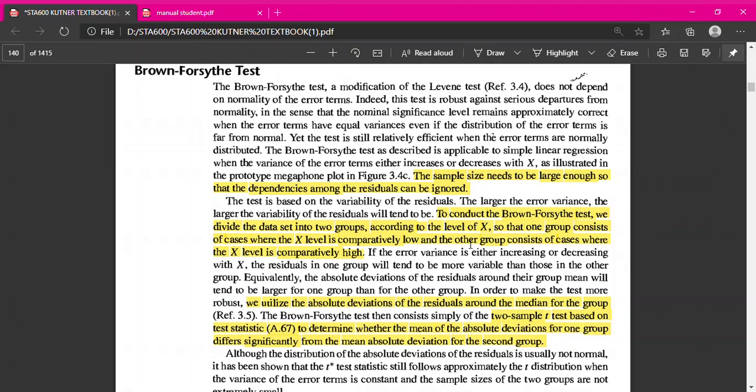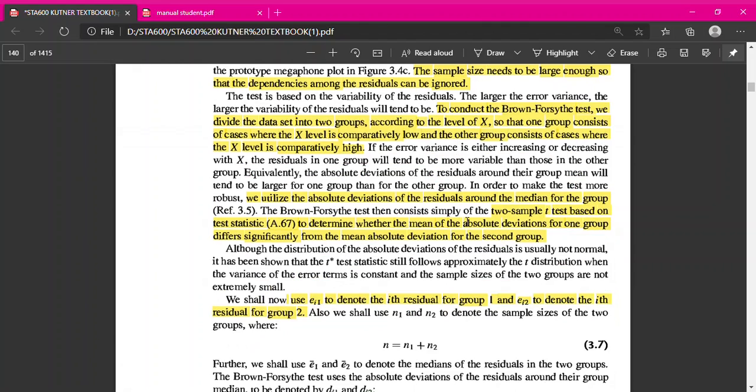So to conduct the Brown-Forsythe test, the sample size needs to be large enough so that the dependencies among the residuals can be ignored. In the procedure of the Brown-Forsythe test we also need to divide the data into two parts, so the sample size should be large enough. The test is based on the variability of the residuals. The larger the error variance, the larger the variability of the residuals will tend to be. In the steps we need to calculate the residuals first, before we can proceed with the test.